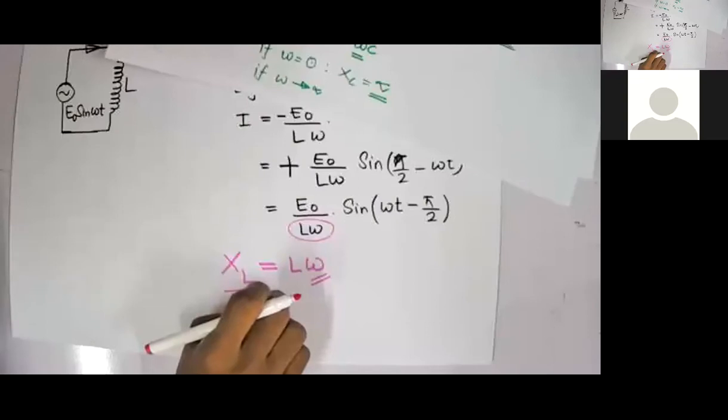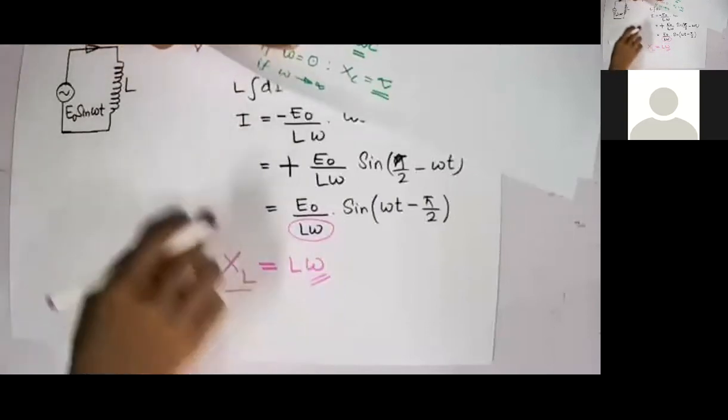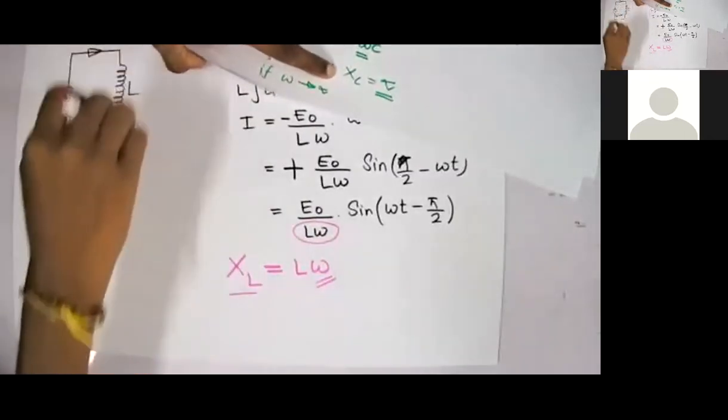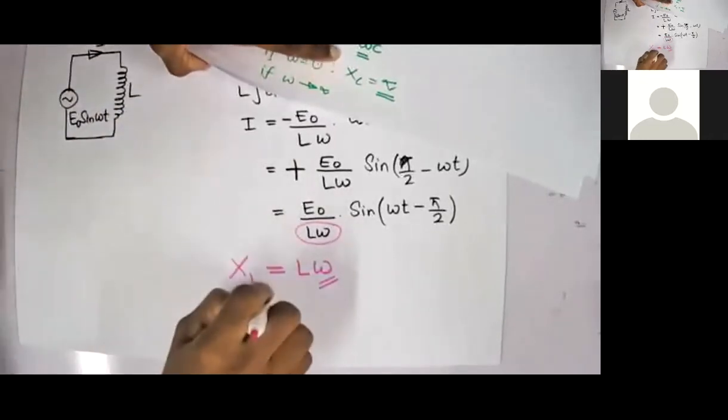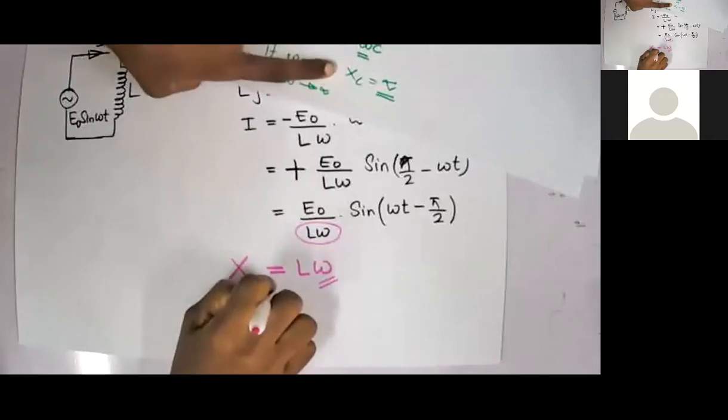So omega equals 0 means DC, and this wire will simply be short circuited. The inductance will be short circuited when you connect it to a DC voltage. When omega tends to infinity, XL also tends to infinity. At high frequencies, the resistance offered by the inductance will also be higher. Clear, right? So these things are really important.